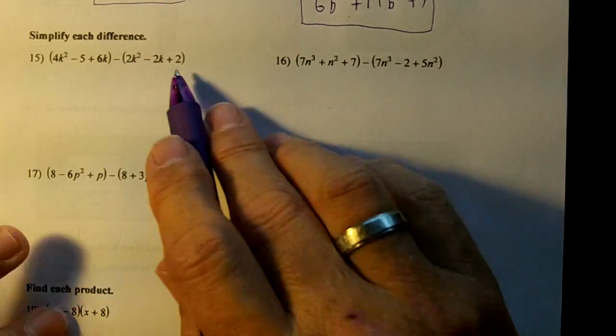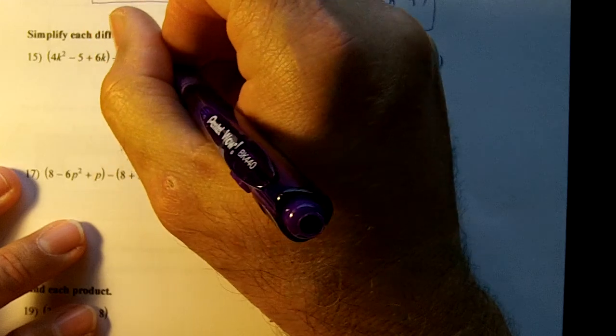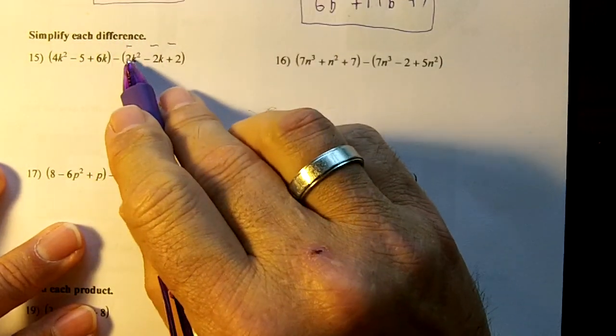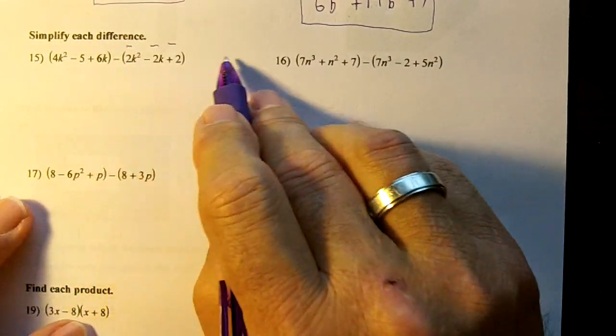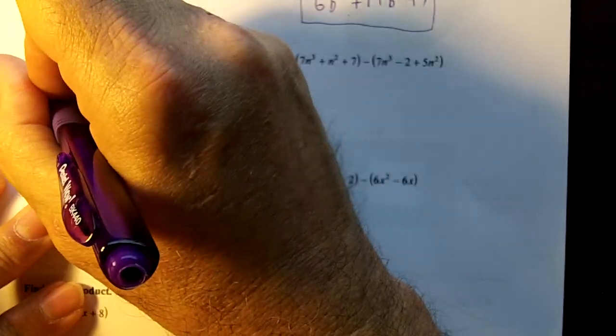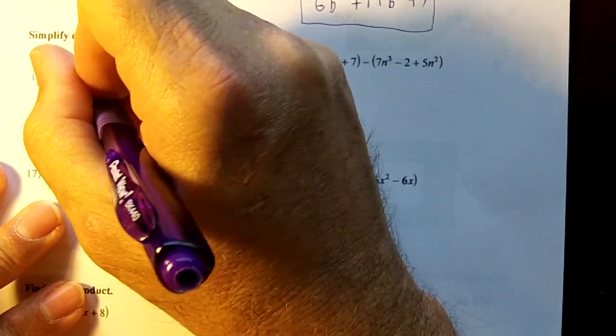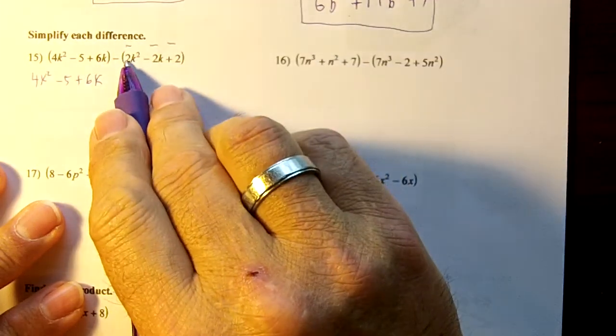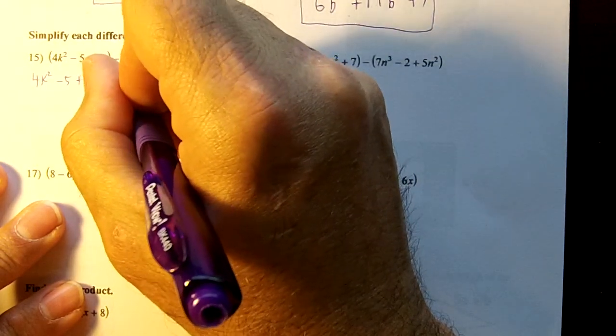Simplify each difference. So on this right here, the key is to distribute the negative. So we're going to take this negative, distribute it, and write it down without any parentheses. So 4k squared minus 5 plus 6k. Now that I'm going to distribute, that'll be a minus 2k squared.